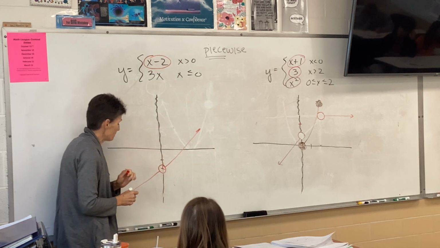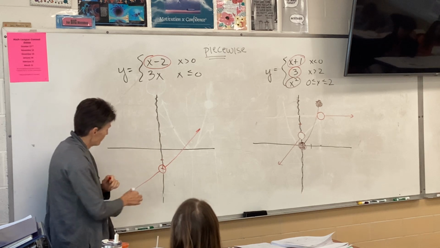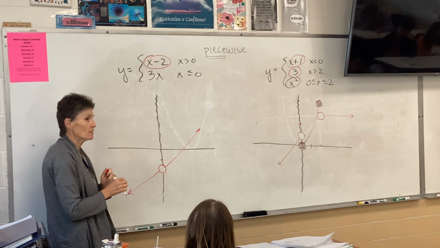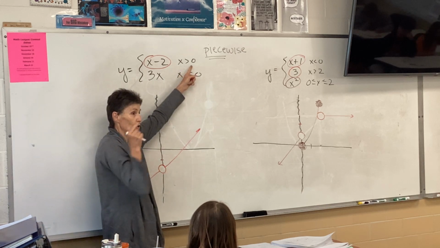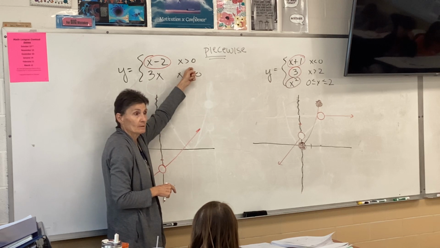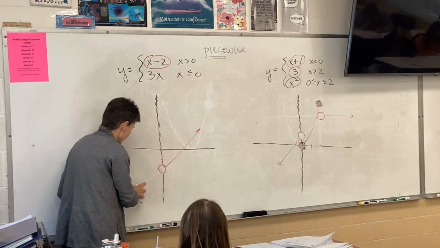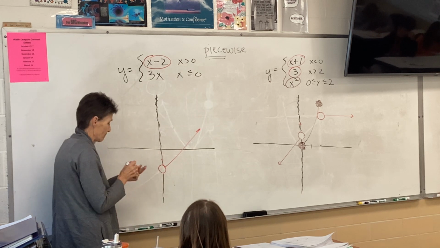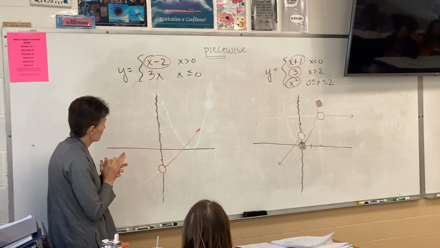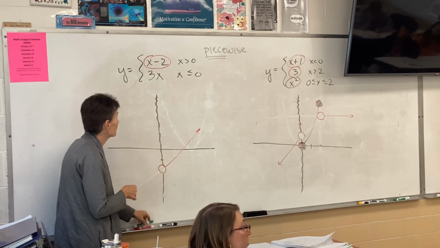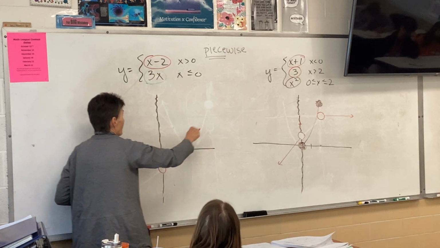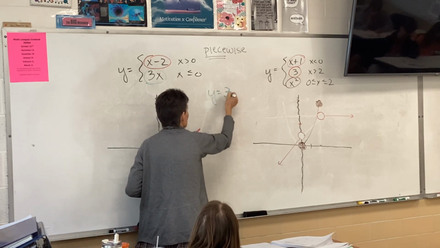Should that point be open or closed? Open. Alright, good. And which part should I keep? Right. This tells me what to keep. So I keep the right side, get rid of this one. This one's kind of a cheap shot on my part. Y equals 3x.